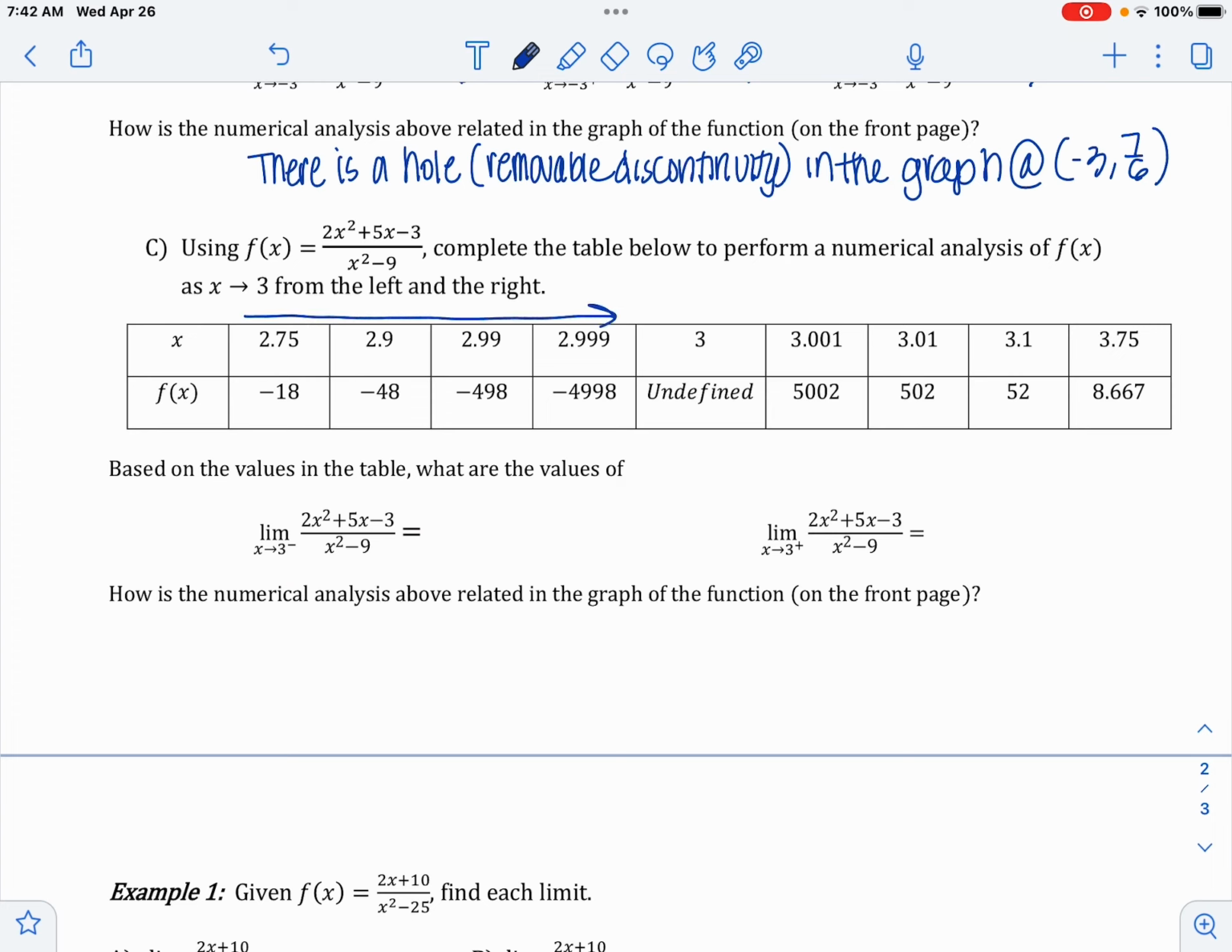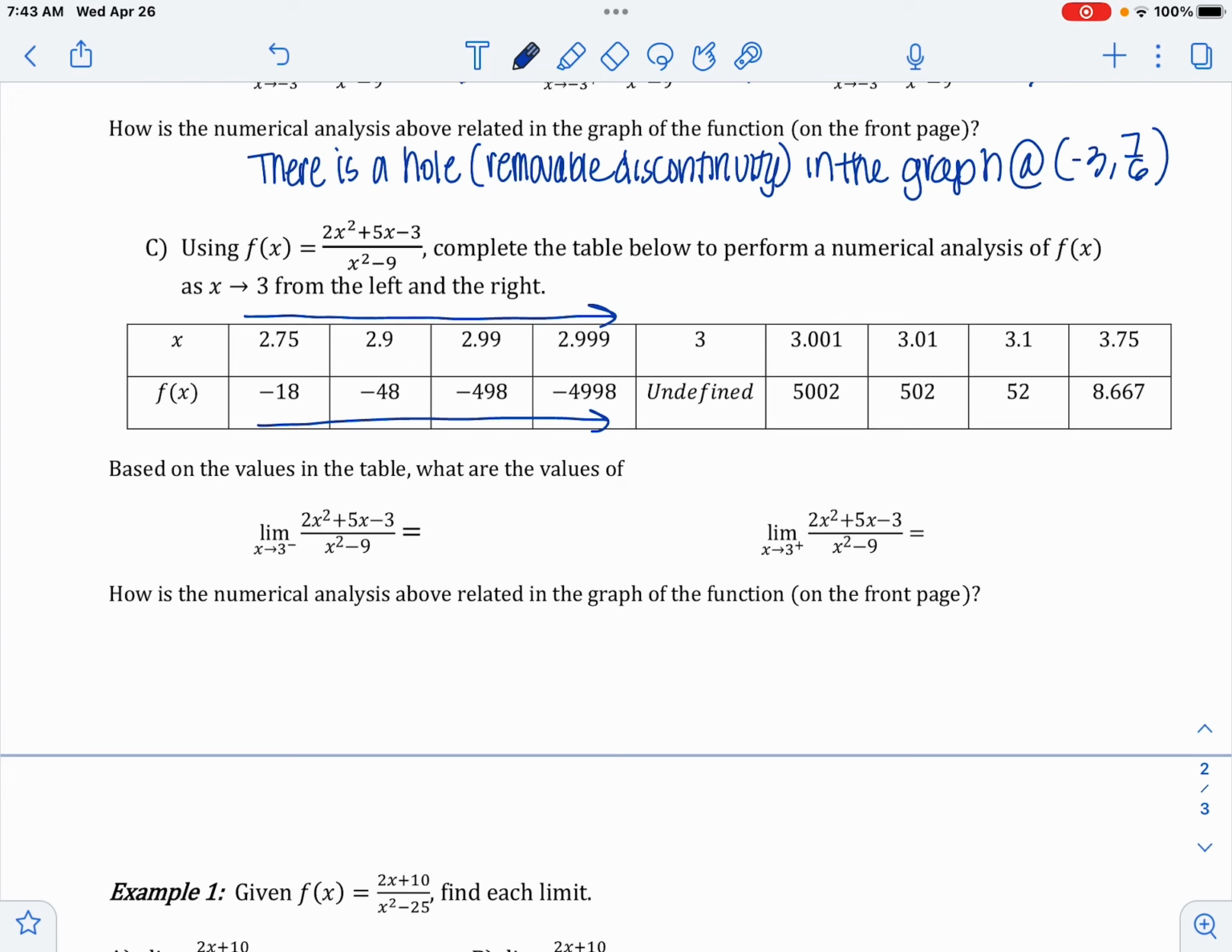And we're going to look at our y values and see what's happening. So if you look, -18, -48, -498. As you look at these, they're getting smaller and smaller, like super small, right? Actually, I shouldn't say small. They're decreasing very, very quickly.